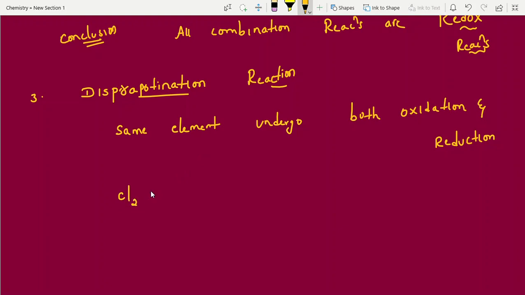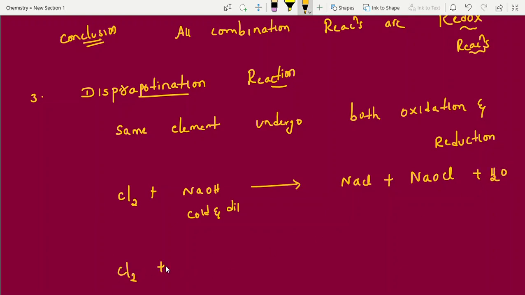Chlorine reacts with alkali. There are two conditions, cold and dilute. Under cold conditions, you will get products NaCl plus NaOCl, hypochlorite, plus water.